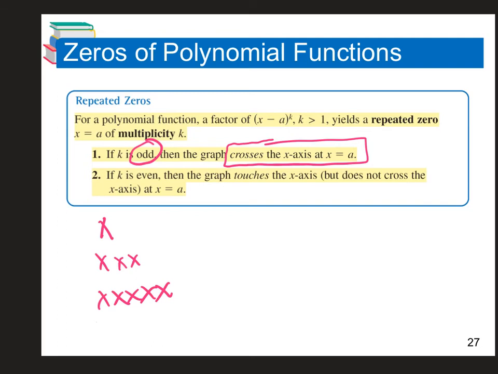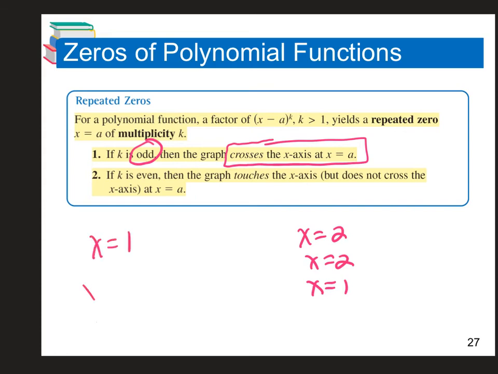Now think about this, if you have an even number, say I get x equals 2, x equals 2, and x equals 1. Do I have a repeated 0 in that case? Do I have the same answer more than once? Yes. I have a repeated 0, correct? How many times is it repeated? Twice. That's an even number, correct? Not that 2 is even. The fact that it's repeated twice is an even number.